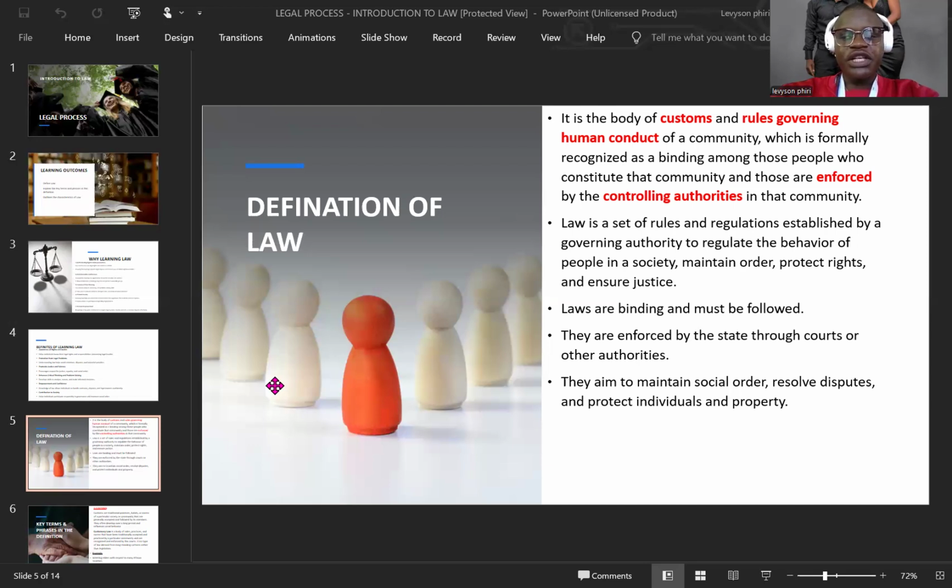So we're saying that they are enforced by the state. Who is the state? The state is just the people living in that country. What makes the state is people. So the aim is to maintain social order, resolve disputes, and protect individuals and property. So law was established so that this can be maintained.